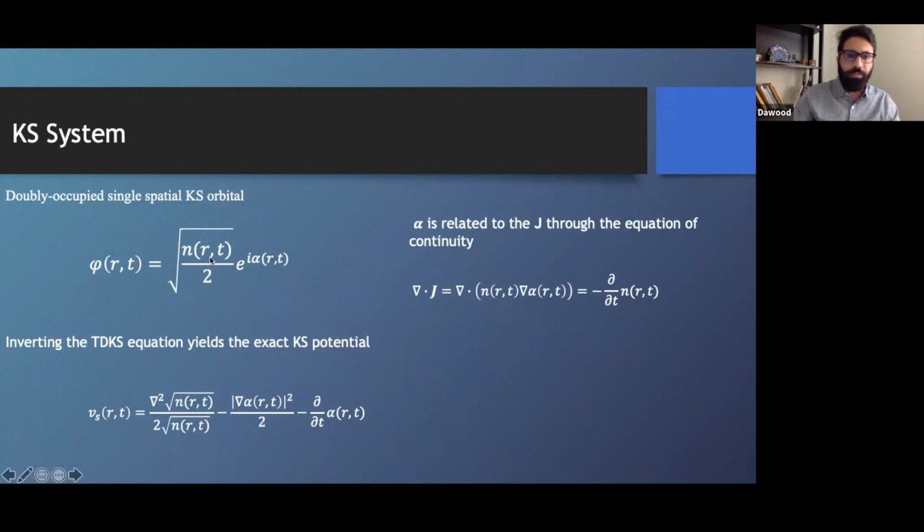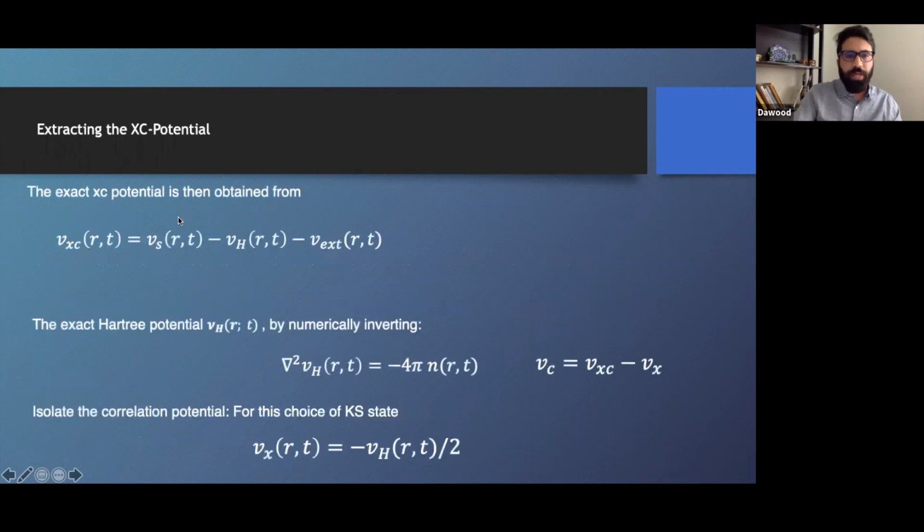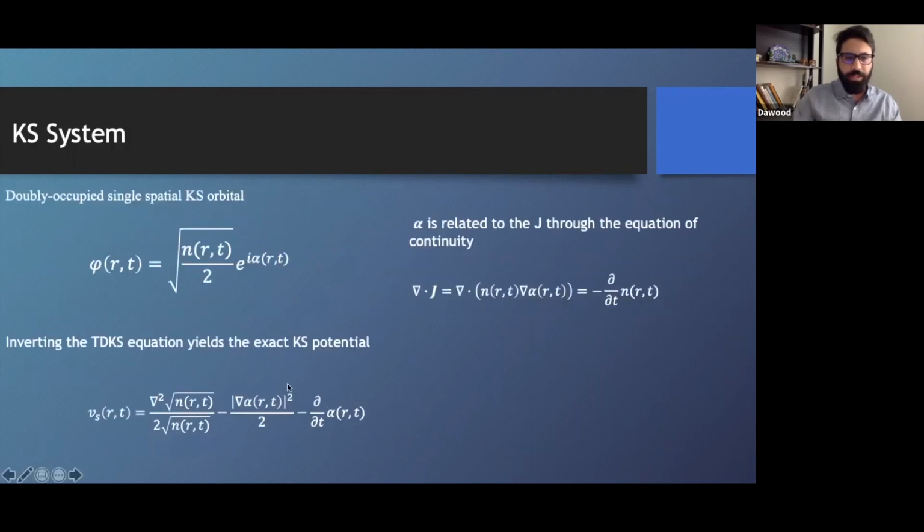So here, if we fix t equal to 0, we fix this alpha, we get a unique Kohn-Sham orbital, and then the Runge-Gross theorem ensures that there is a unique exchange-correlation potential that reproduces the density that we saw previously. And so we construct a matrix representation of this operator here, and then invert this equation to get alpha. And once we have alpha, we can calculate Vs from this equation right here.